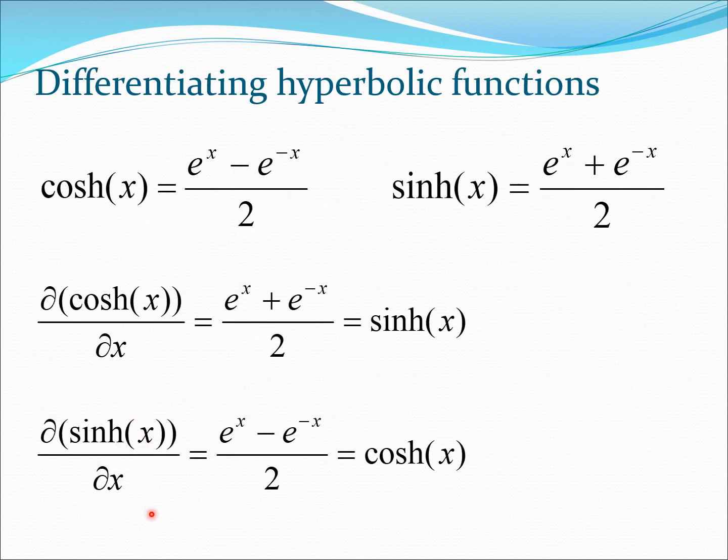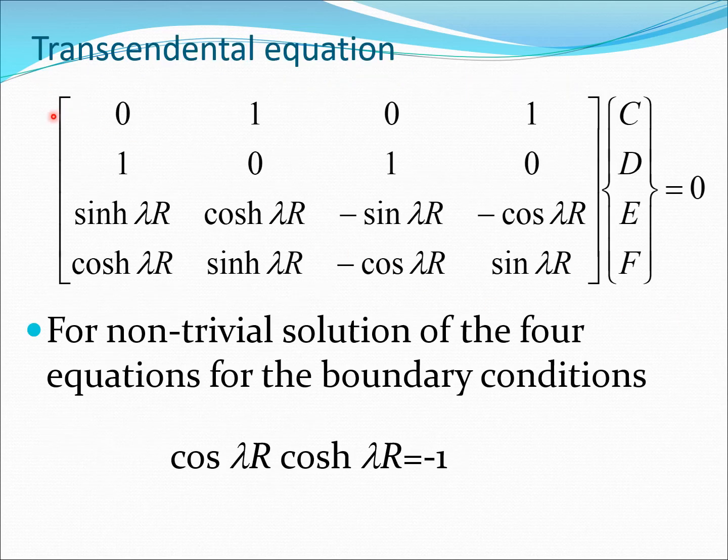So again, if you want to differentiate these types of functions, the cosh function, if you differentiate it, you get sinh x. The sinh function, if you differentiate it, you get cosh x. So with this knowledge, you can very easily differentiate those functions as a simple homework problem. Now let's get back to our equation here.